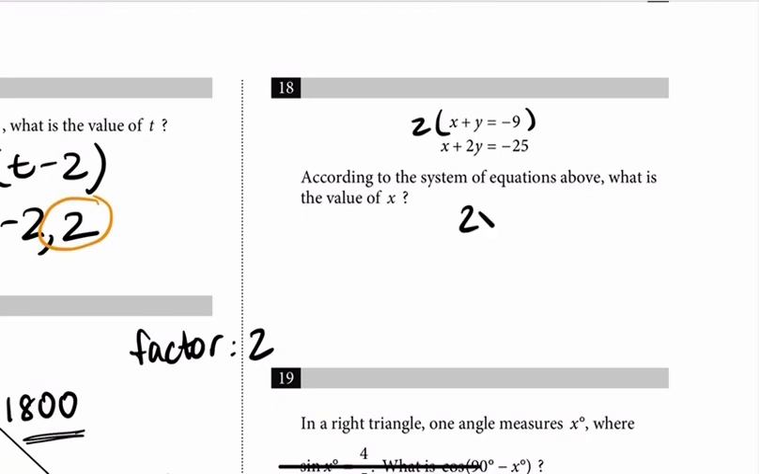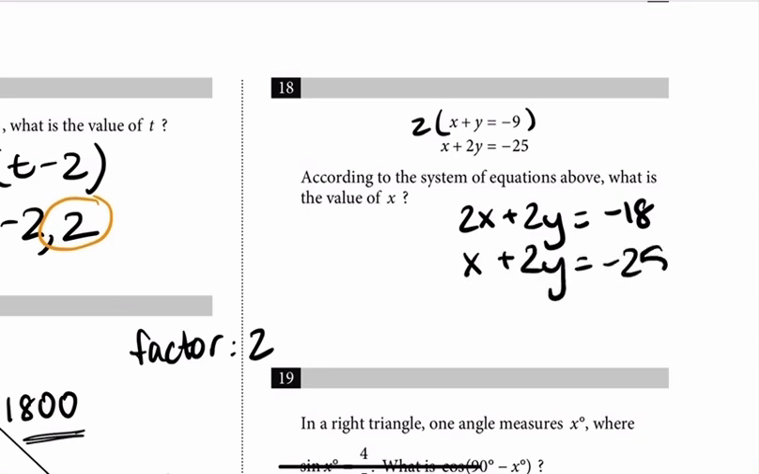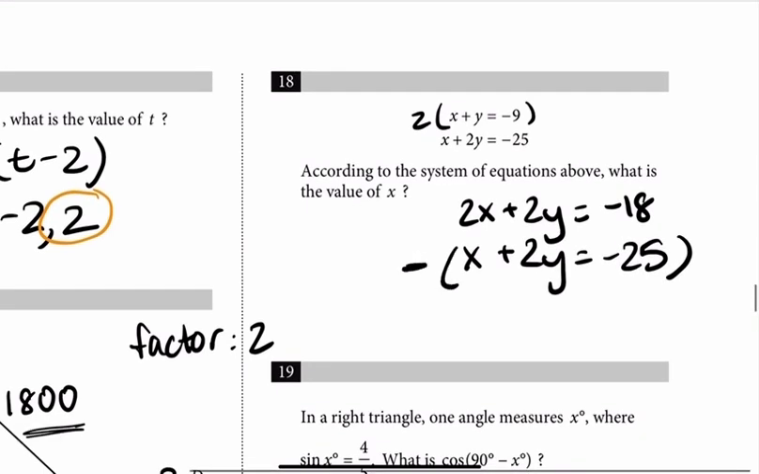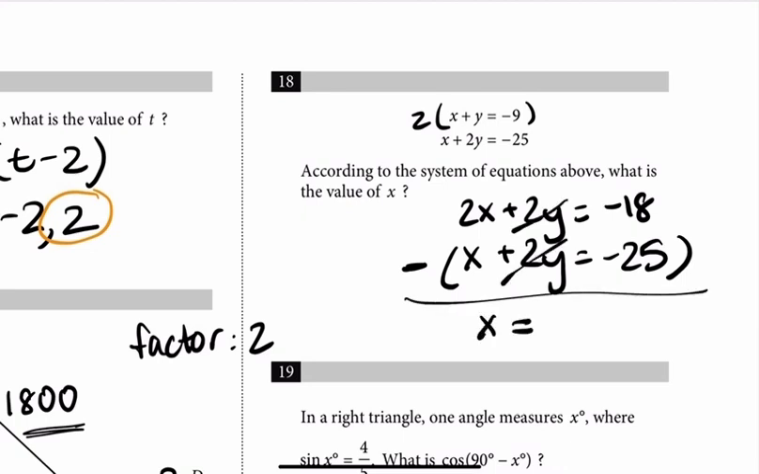So 2x plus 2y equals negative 18. X plus 2y is equal to negative 25. What I'm going to do is subtract the second from the first, and these cancel out. I'm going to literally just get x equals negative 18 minus a negative 25, which is positive 7. And then that way I don't have to go back and plug in anything. I just get my answer: x is equal to 7.